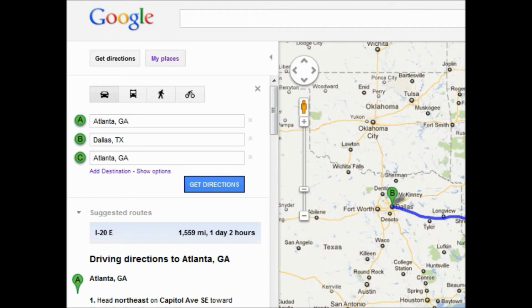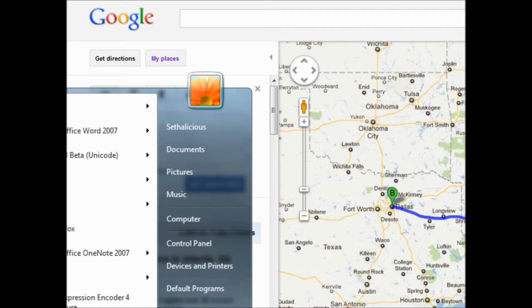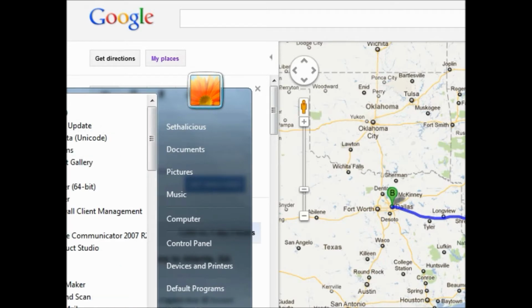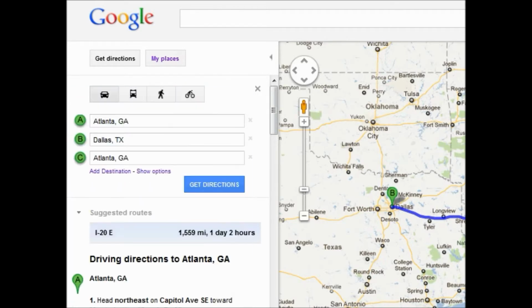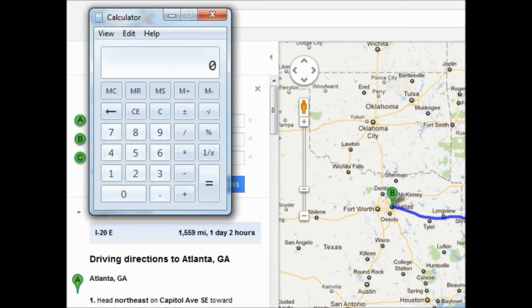And be warned, there's math ahead. If you failed math, then now's a good time to get reacquainted. So I pull up a trusty calculator. And what I want to do is, first, the miles. Miles are 1,559. Just to go to Dallas, Texas and back. So that's your total miles.